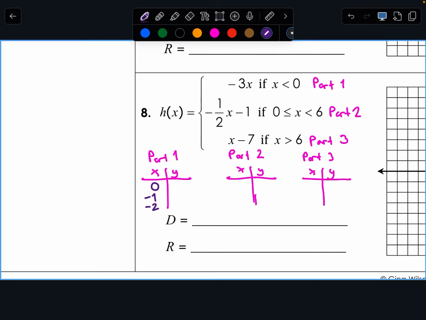Yep. Now let's go ahead and calculate what those are. Basically, your equation is y equals -3x for part 1, right? So all we've got to do is replace x with 0, then -1, then -2. So what's the first one going to be? It's going to be 0, right, -3 times 0 is 0. Then it's going to be +3, and positive 6, because remember, we're multiplying -3 by each of those values of x, right?